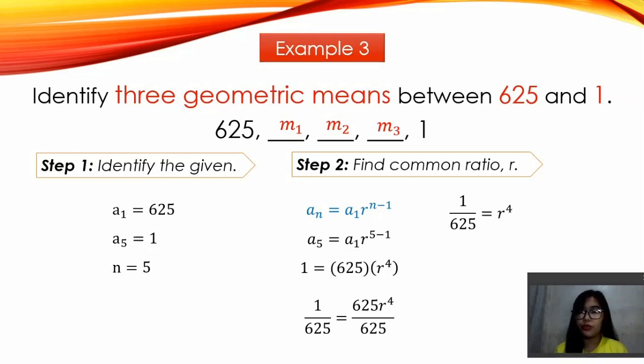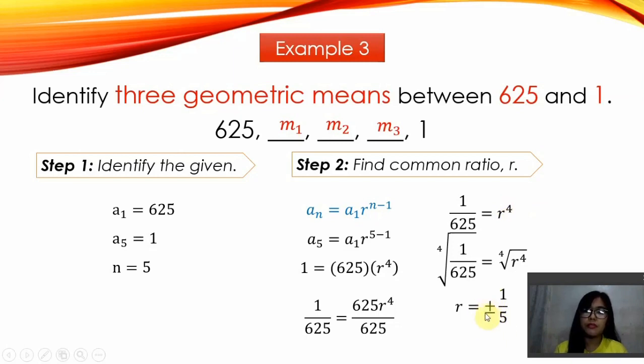So, what is the fourth root of 1 over 625? Okay, so that is plus minus 1 over 5. Bakit meron tayo ditong plus minus? That is because we are looking for the fourth root. Kapag yung index and yung exponent na nandito ay even, automatic that will be plus minus. Okay? So, our common ratio now will be plus minus 1 over 5.